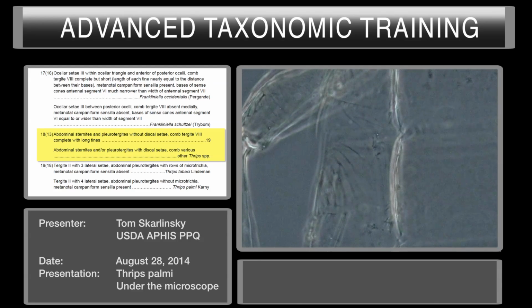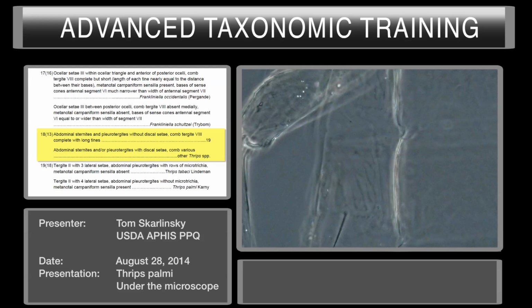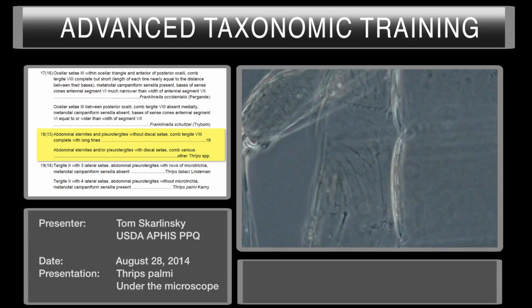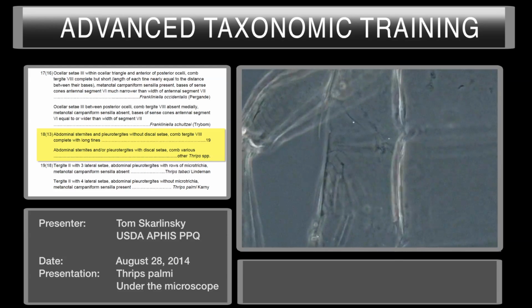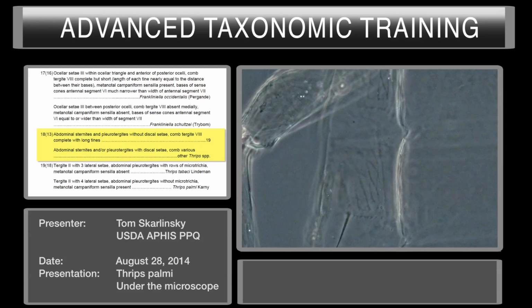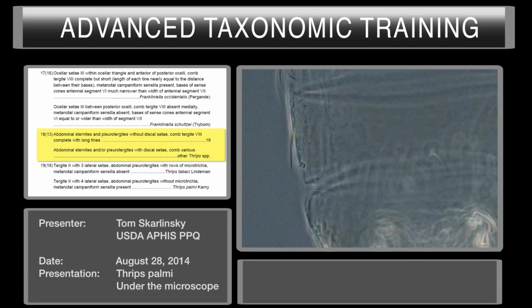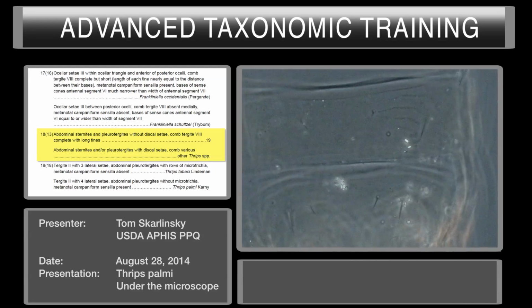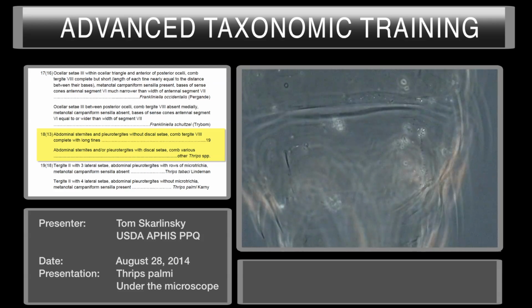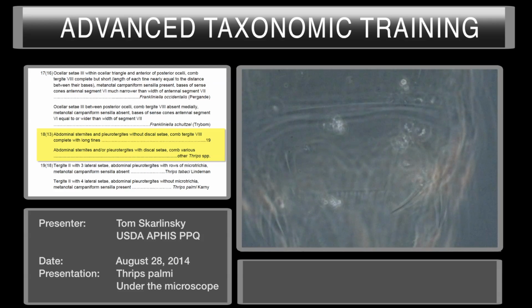We're on the pleural tergite here, and as I said before, this discal or central area, there are no setae present. Let's go ahead and look at the comb on tergite 8. And the question is, is the comb long and complete?